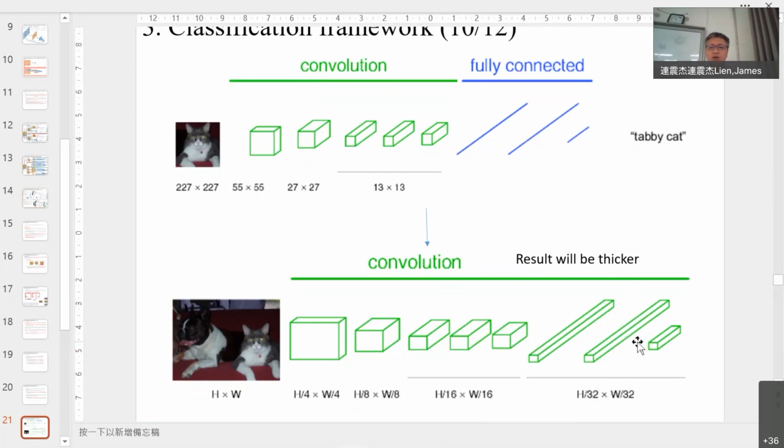Because a good thing about convolutional is that it can input any image size. With fully connected, you cannot change the image size. It's fixed because the number of fully connected nodes is fixed, so your input is fixed. And for convolution, you can input any image size.